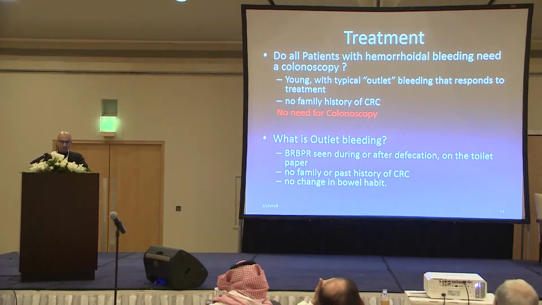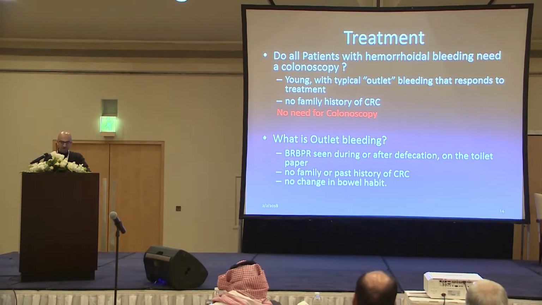Outlet bleeding is bright red blood per rectum during or after defecation and found on toilet paper, with no family history of colon cancer or colorectal cancer, and without any evidence of change in bowel habits, no alarming symptoms, no abdominal pain, and nothing else. In addition, if you treated the hemorrhoid and the patient stopped bleeding and became asymptomatic, then you wouldn't need a colonoscopy.